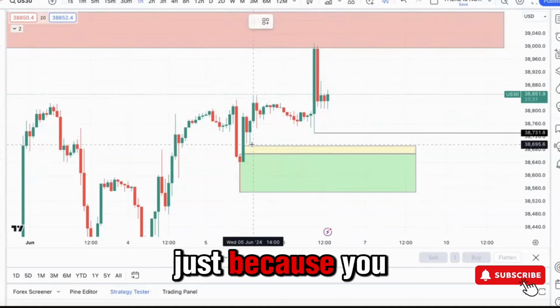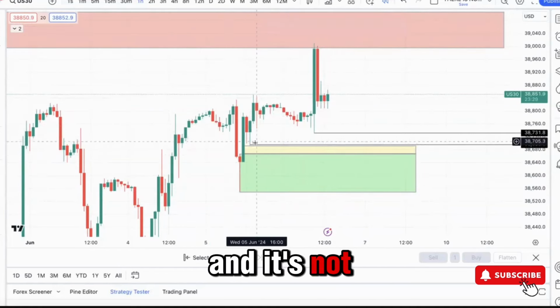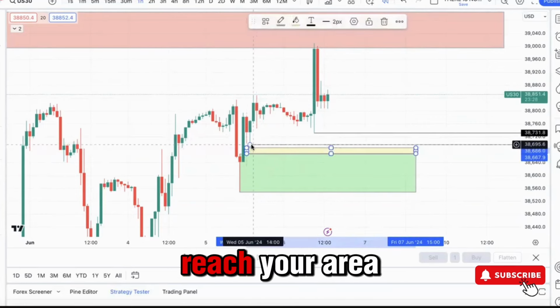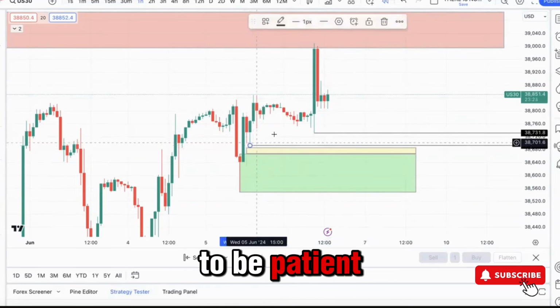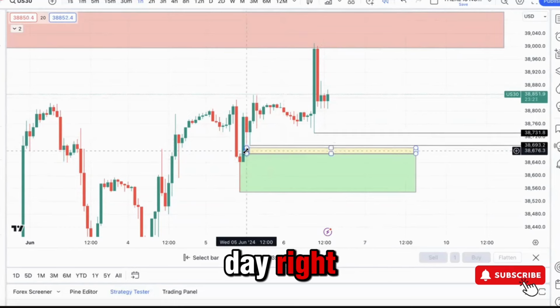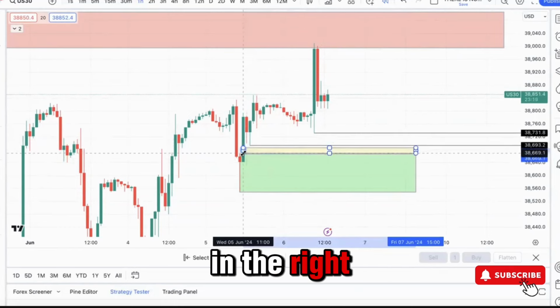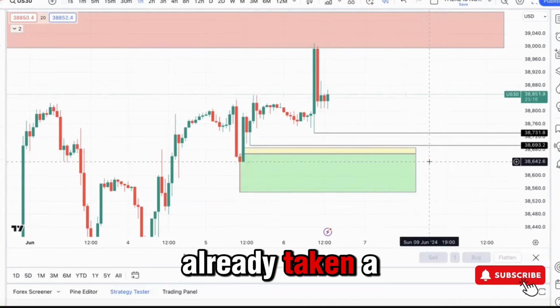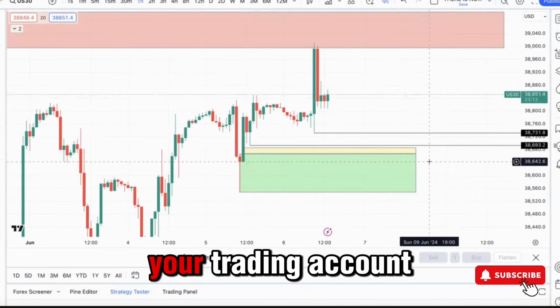Just because you have an area and it has not been reached yet doesn't mean that price is not going to come and reach your area. You just have to be patient, even if it's the next trading day, right? I'd rather you take a trade in the right direction than take a loss, especially when you've already taken a loss and you're now trying to recover your trading account.